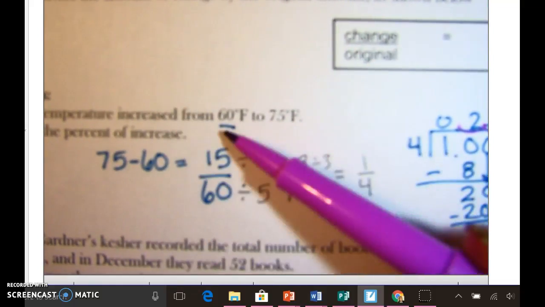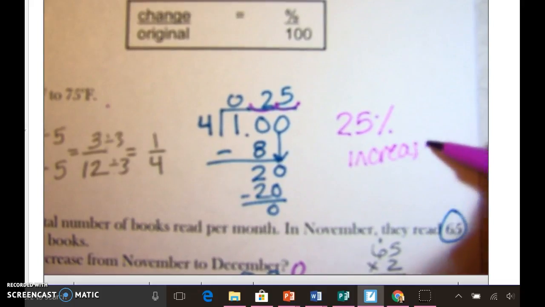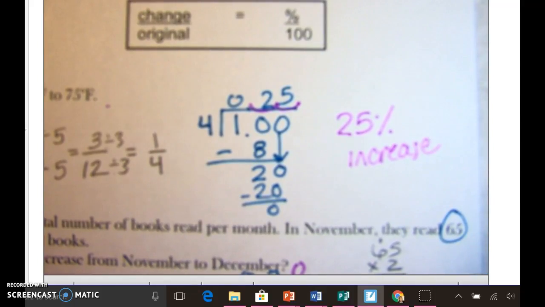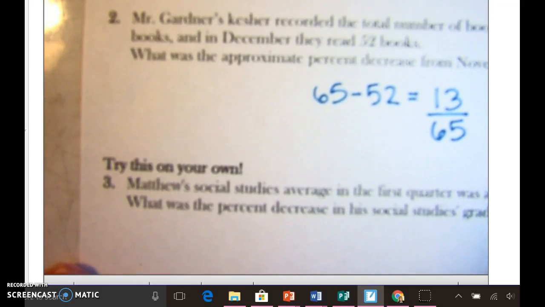This one went up. The temperature went up. So this one was a percent of increase. So you're going to try the last one on your own. It says try on your own, and raise your hand for Ms. Wiggins or Ms. Gardner to check you so you can move on to the next activity.